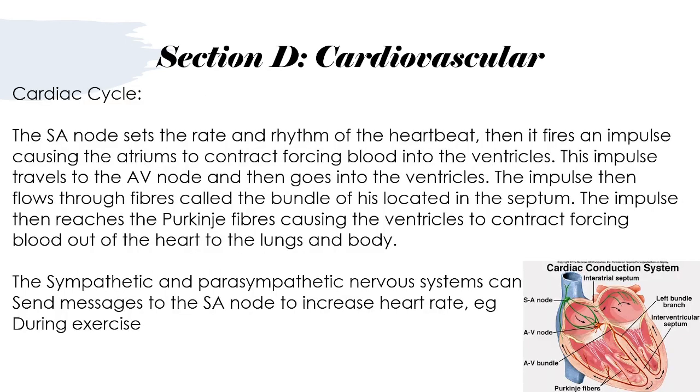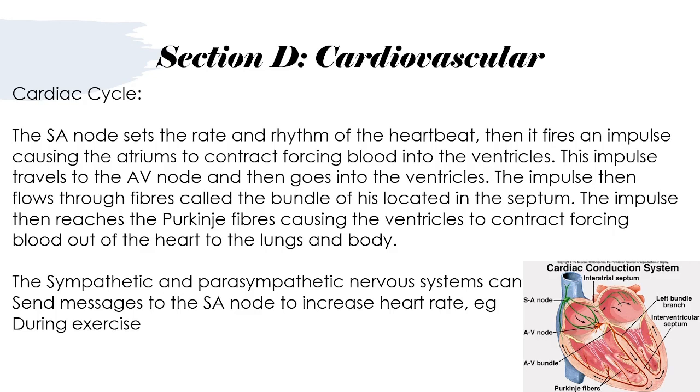Alright. Cardiac cycle. So this is the process that basically gets our heart moving. The SA node, seen on the right, sets the rate of the rhythm of the heartbeat and sends an impulse causing the atria to contract, forcing blood into the ventricles. The impulse then travels to the AV node, and that goes into the ventricles, and this impulse then flows through fibres known as the bundle of His in the septum, and then moves to the Purkinje fibres, causing the ventricles to contract, forcing blood out of the heart.